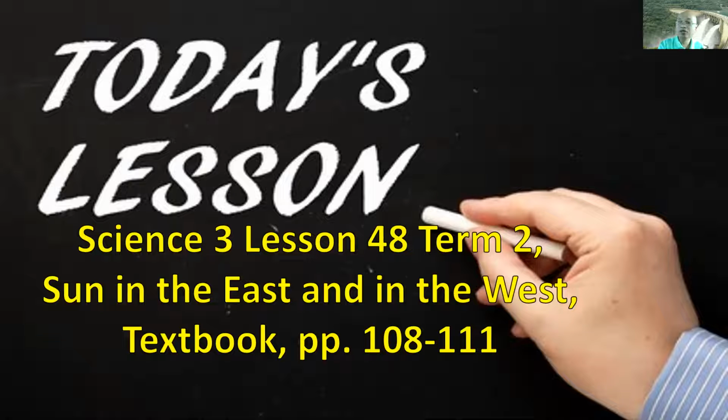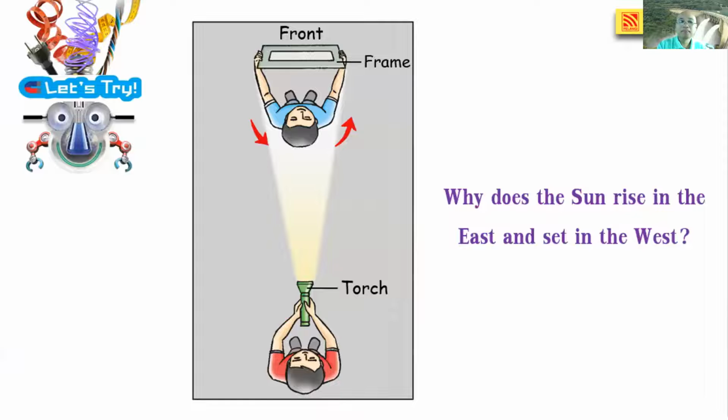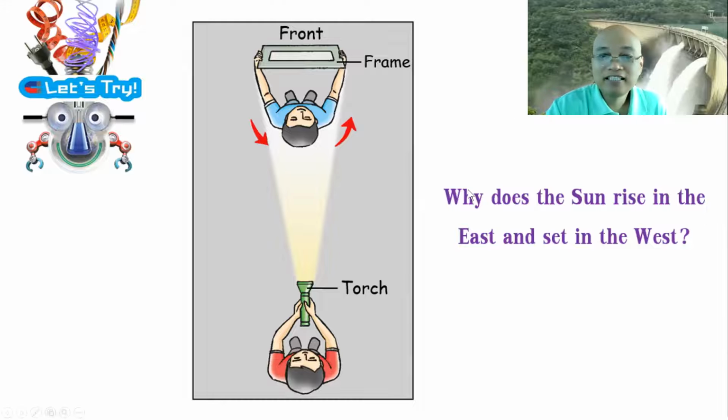Now turn your book to page 108. Now let's try. Why does the sun rise in the east and set in the west? All right, to try this position here, we are to make this frame. Okay, behind you is the torch. The torch represents the sun, and you represent the earth. All right, and so the torch is shining behind you. The sun is shining to the earth, as it seems.